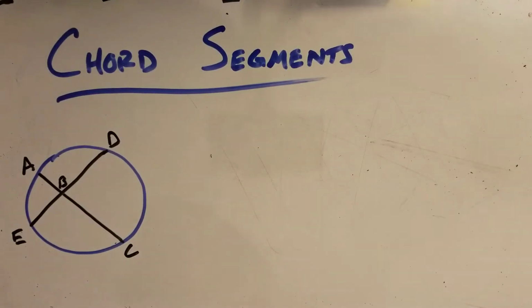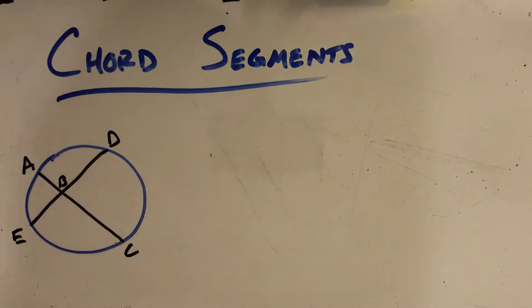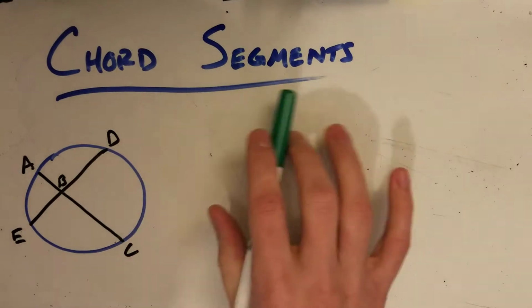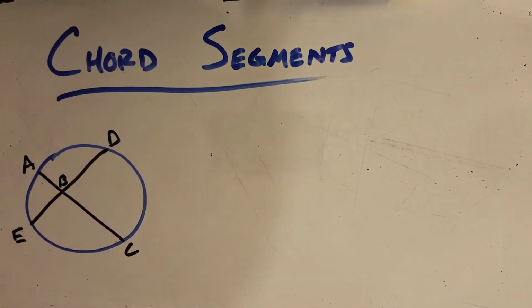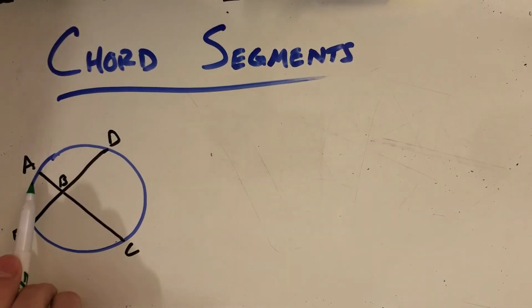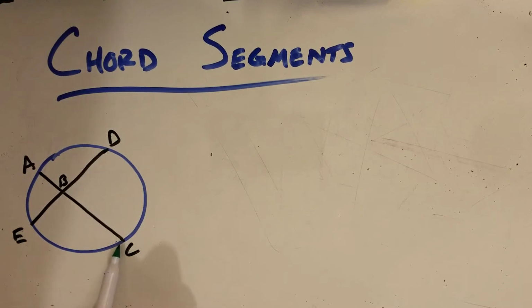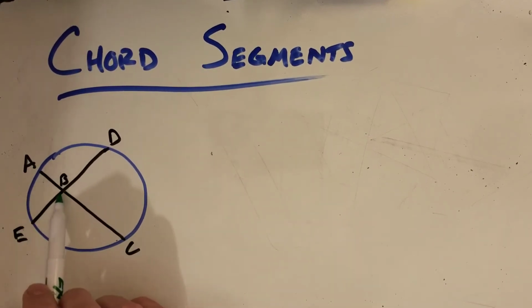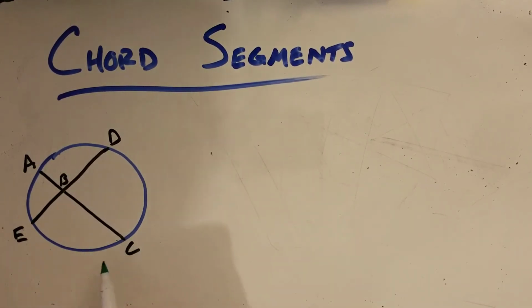Hey guys, today we're going to talk about chord segments in a circle and a nice little theorem that goes along with them. So first off, let's define what a chord segment is. A chord segment is a segment of a chord. So if a chord is divided into two pieces, like take the chord AC here, it's divided into two pieces, AB and BC. Those two pieces or segments are both chord segments. So AB is a chord segment and BC is a chord segment. They're segments of the chord.